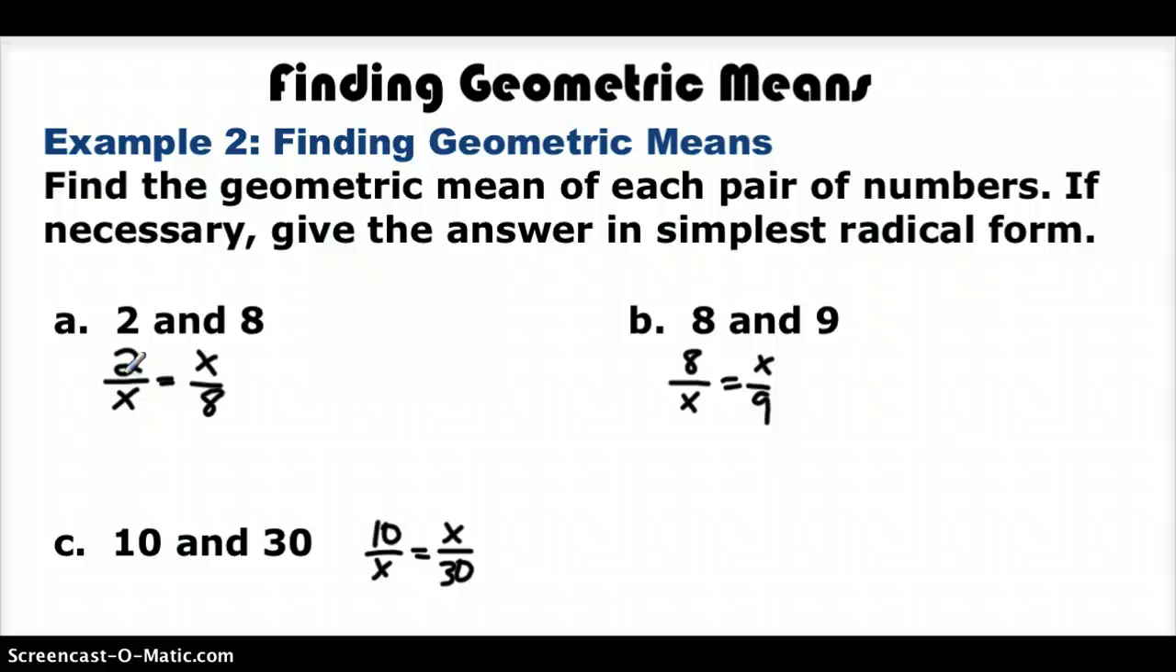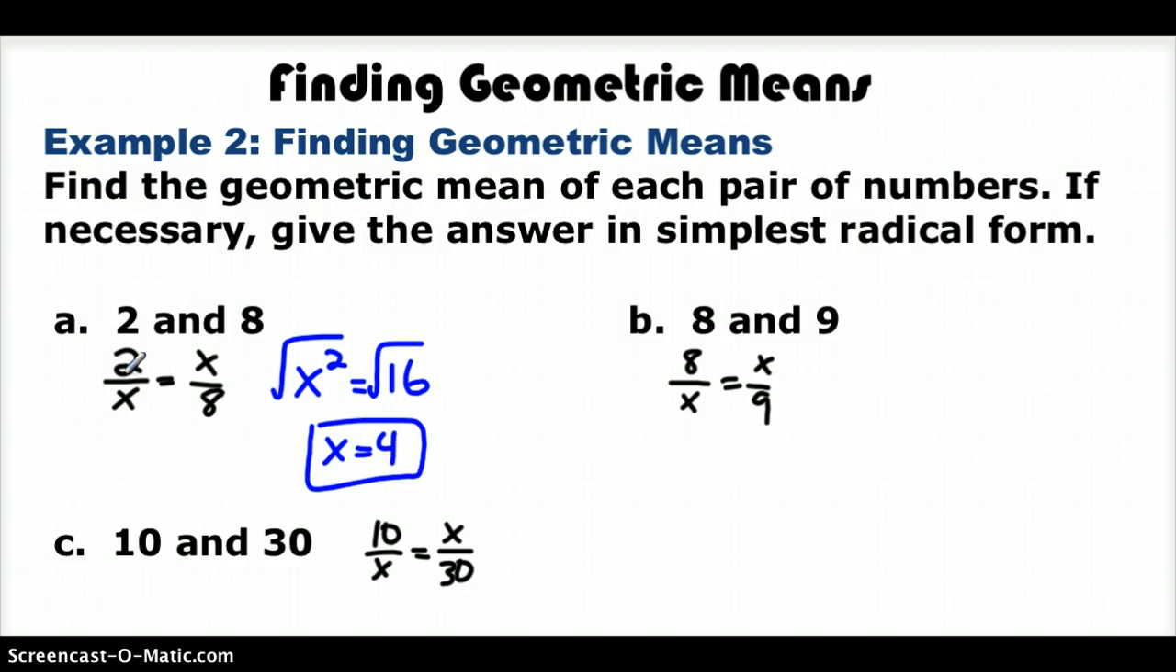So if we go back to part A here, if we use the cross products property, we'll find that x squared is going to be equal to 16. And if you take the square root of both sides, you'll end up getting that x equals 4. Now remember, in this particular case only, we're going to take the positive values because we're talking about distances here, and we know that distances are always going to be positive.